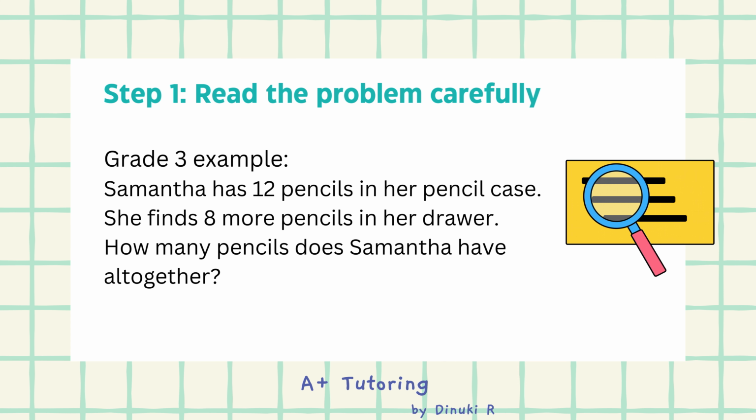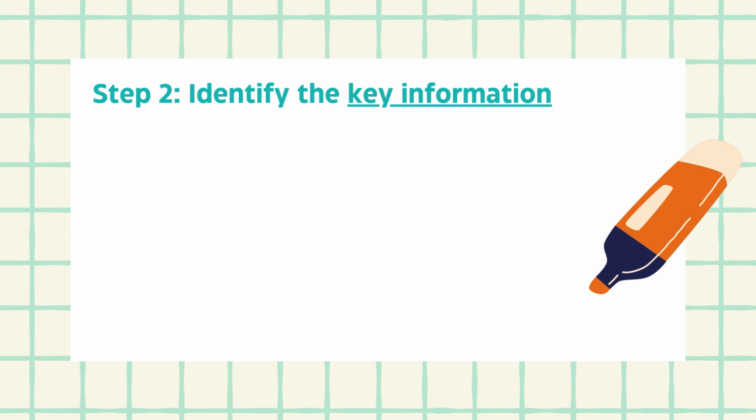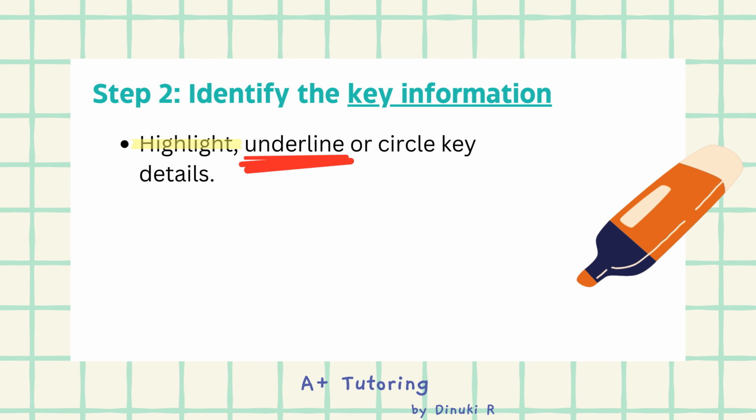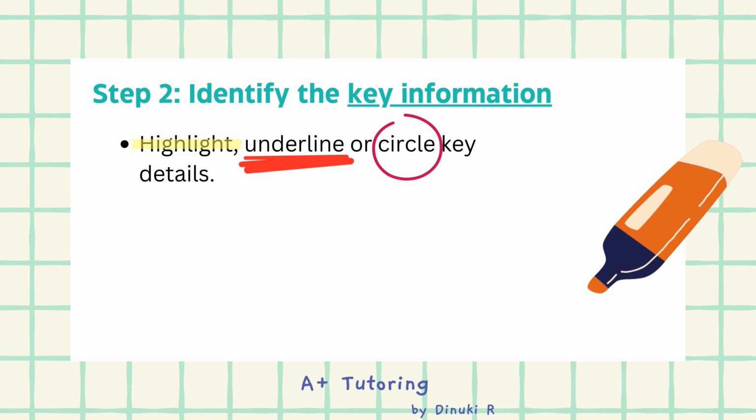Now, I'll give you a few seconds to read over this word problem for grade 3 students. The second step to tackling word problems is identifying the key information. Here, it is important to ask yourself, what's popping out to me? Any details that do pop out to you, make sure you highlight, underline, or circle this information because it'll be helpful when you start solving the problem.